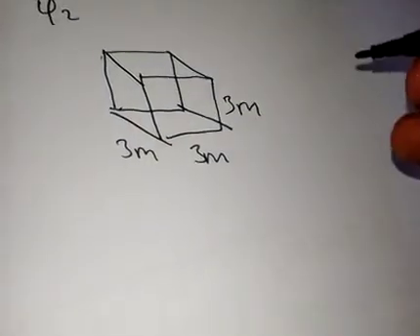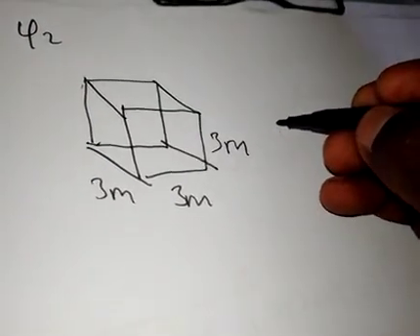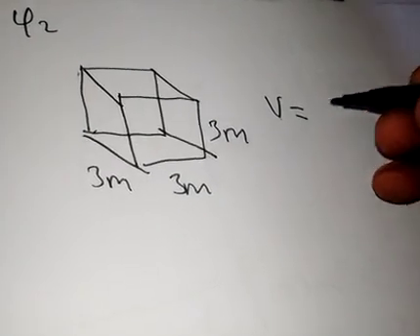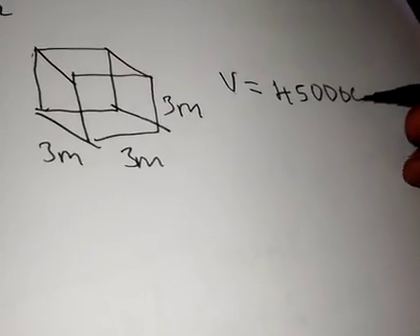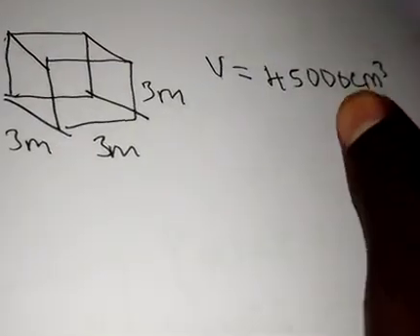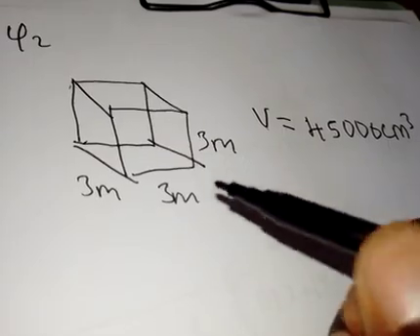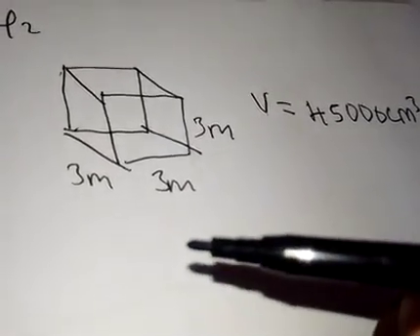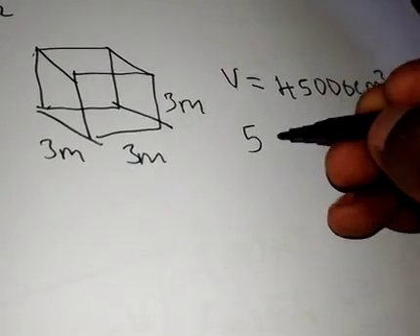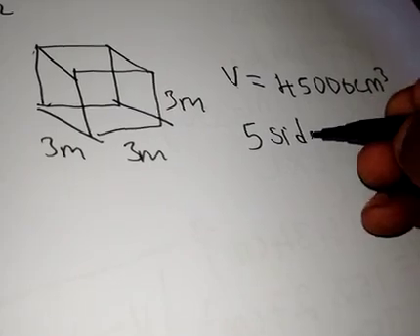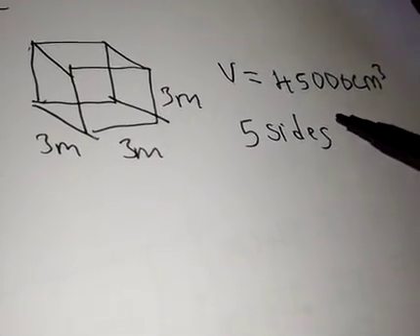Then the volume of paint that was available, you can say V equals 45,000 cubic centimeters. This is the volume of paint that was available. Then a cube has how many sides? Of course, 6 sides, or simply 6 faces, but only 5 sides were painted. So meaning this paint covered only 5 sides.